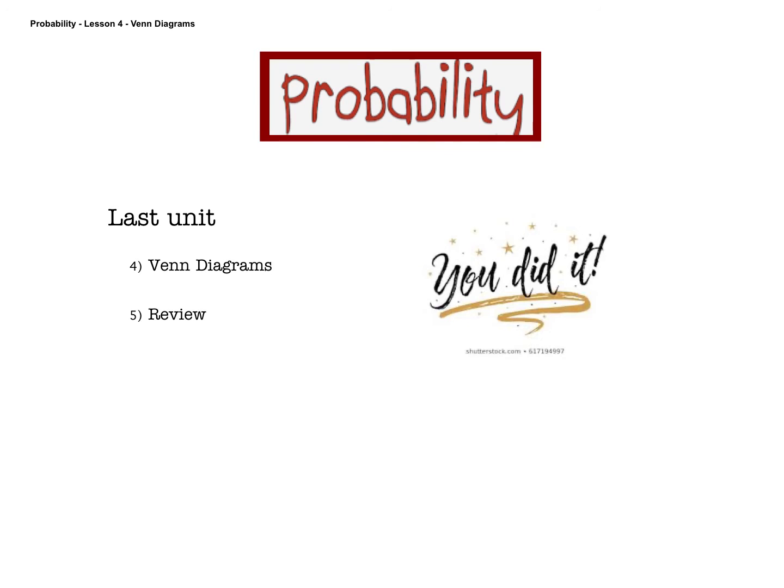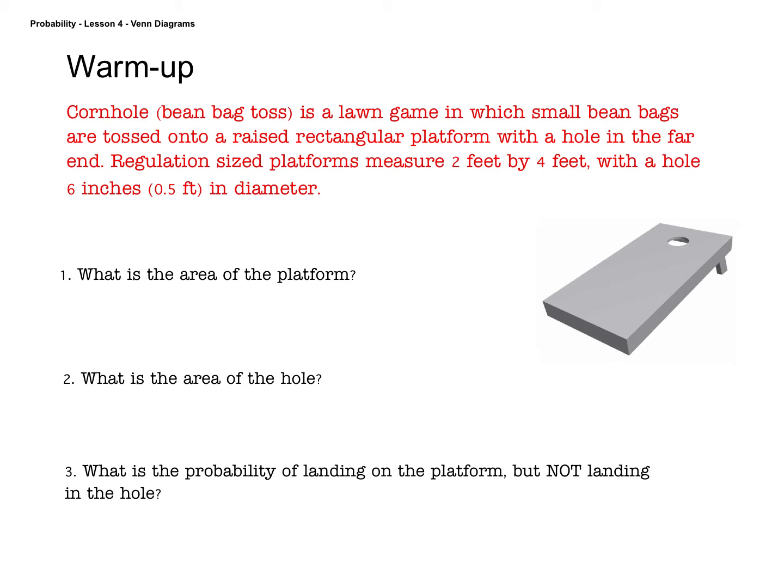Okay, so this is the probability unit where we review a little bit, and then we get into the new stuff, which is about Venn diagrams. You know, those two circles that overlap?